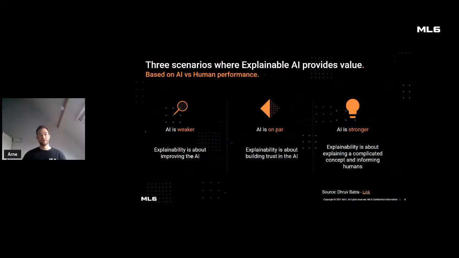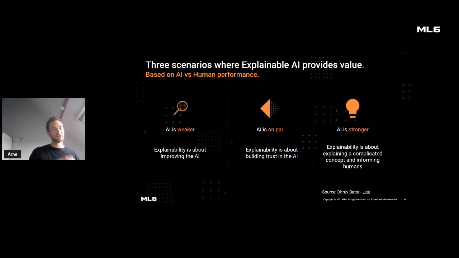So now that we've seen an example, we know how we approach explainable AI, what it could be. But where exactly does it drive value, and what's its purpose in different scenarios? Well, it turns out there's three big scenarios, and they're all based on the performance of the ML model compared to its human counterparts. And let's take a look at the first.